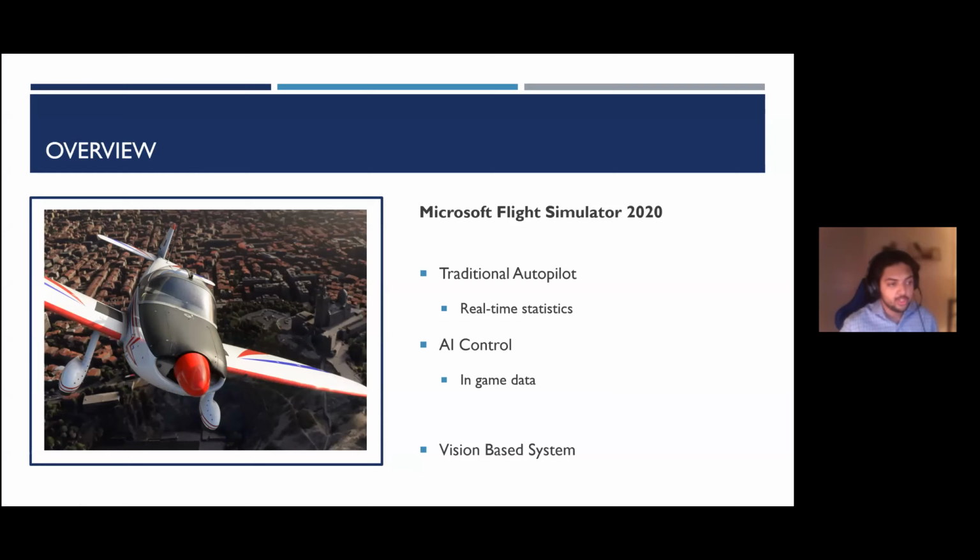And then there's a new feature in the game called AI control. This utilizes in-game data from the engine to control the plane and try and make decisions that way. One thing users have noted is AI control isn't honestly all that great. Players tend not to use it just because of its low feature usage and just not being very helpful overall. So we're looking today if we can gather data using a vision-based system that could be used for Microsoft Flight Simulator 2020.